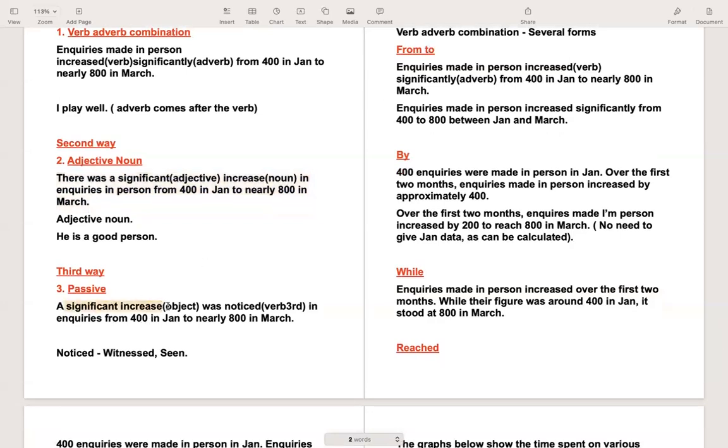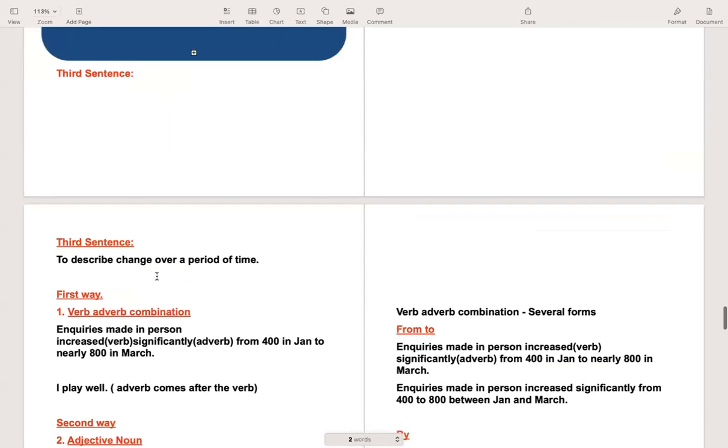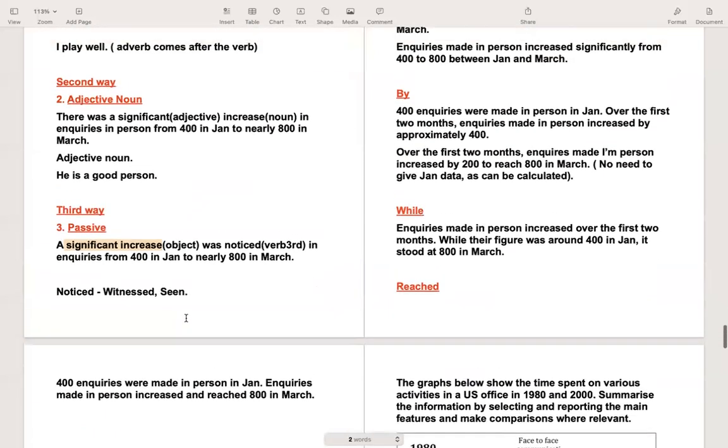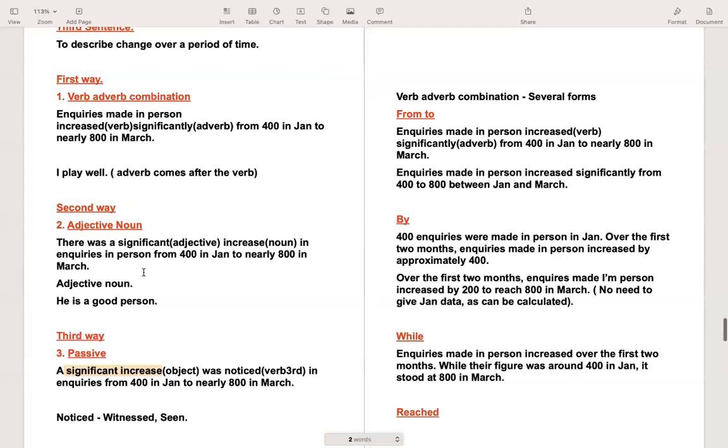Object is a significant increase, whatever type of increase or fluctuation or decrease, whatever I saw was noticed because it is passed in inquiries from 400 in January to nearly 800 in March. So that's the three ways I make the change over time sentence: how this thing changed over time. I make the sentence three ways. First way, second way, third way. So I hope it's clear. If you have doubts, please let me know. Now I've covered the three types of sentences.